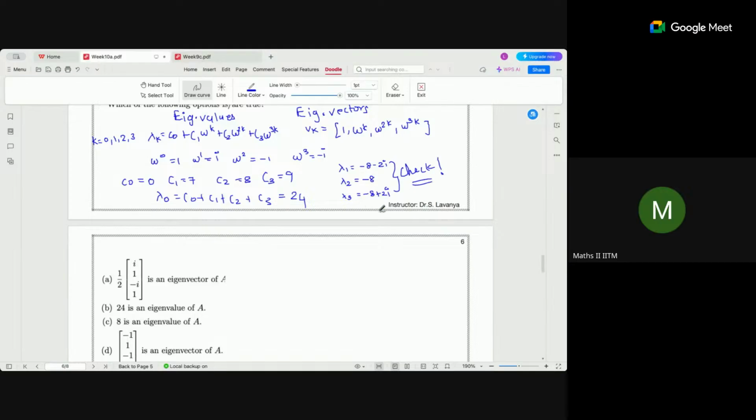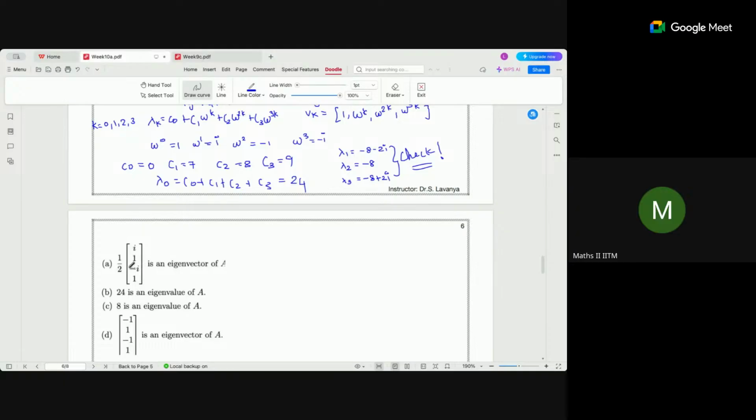Okay, please check whether it is right or not. So now with this, let's see whether we are able to answer this question. 1 by 2 I1 minus I1 is an eigenvector of A. So we have not yet computed the eigenvectors here, so we have to compute the eigenvectors as well.